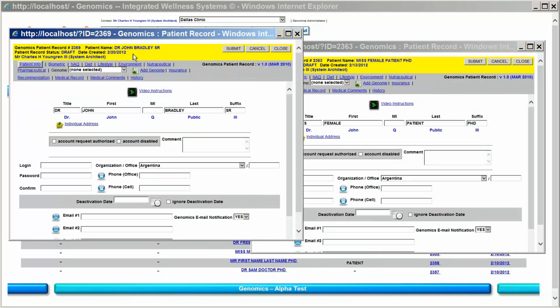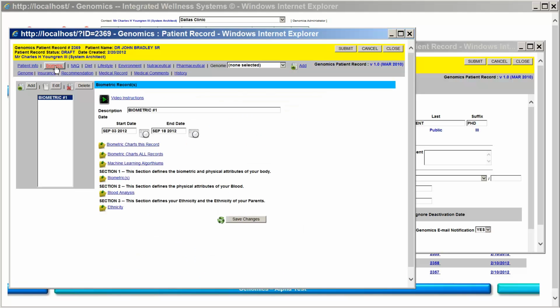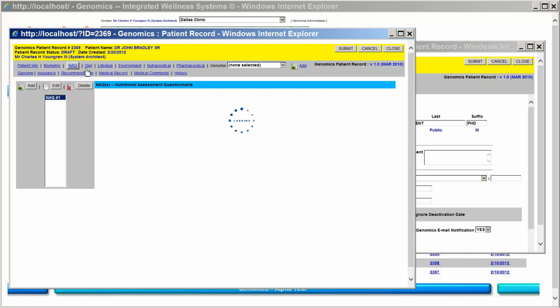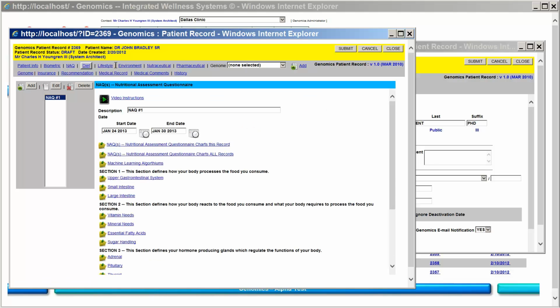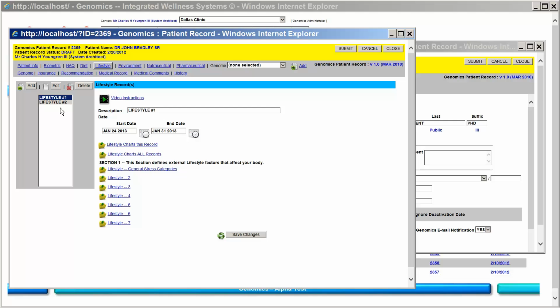In this particular example, we have Dr. John Bradley and we have Miss Female Patient PhD. Let us resize Dr. Bradley's medical record for the Genomics Integrated Wellness Systems software solution. We can navigate to biometrics. We can navigate to nutritional assessment questionnaires, the form to build. We can examine the diet, the lifestyle, and you will notice that we can add one or many records per category.